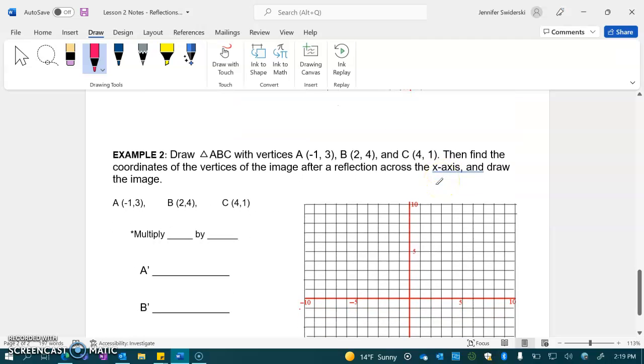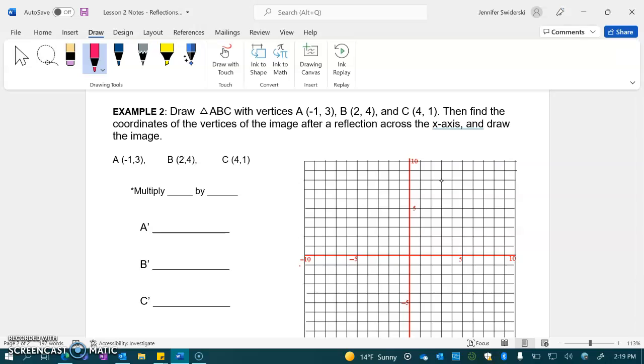Let's go ahead and try this one. It says draw triangle ABC with the vertices -1, 3. So here's A. B is at 2, 4. And C is at 4, 1. Connect your points. They want me to reflect that over the x, so I'm going to multiply y by -1. I'm going to go ahead and do that. So my A prime will be -1, -3. B prime will be 2, -4. And C prime will be 4, -1.